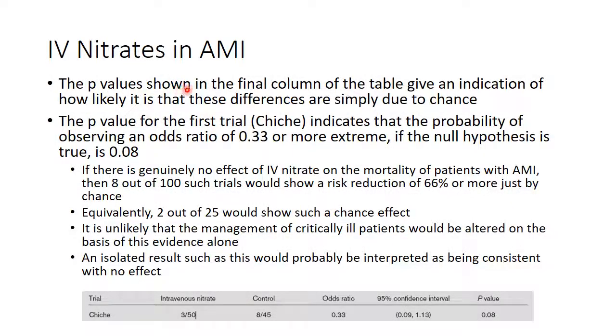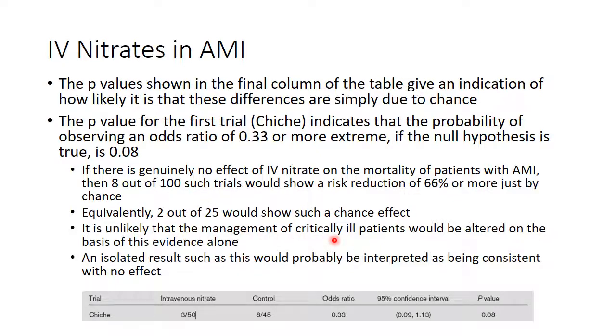So when looking at the p-values in the final column of the table, this is going to give us an indication of just how likely it is that those differences are due to chance alone, right? Anything greater than 0.05, the likelihood that these results are just due to chance is too high, and we cannot reject our null hypothesis. When you're looking at the Cheech trial, the first one, this indicates the probability of observing an odds ratio of 0.33 or more extreme than that, so something lower than that, if the null hypothesis is true, is 8%, or 0.08. So the chance of this being due to random variation is too high, and we cannot reject that null hypothesis in those cases, right? Equivalently, 2 out of 25 would show just such a chance effect.